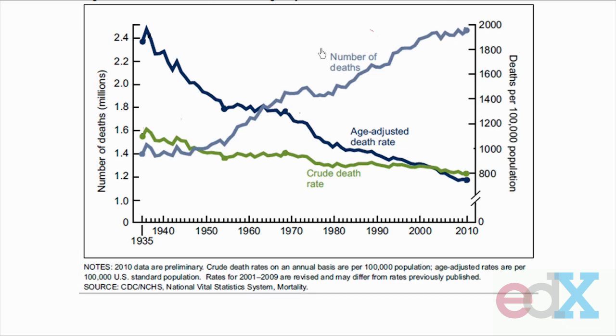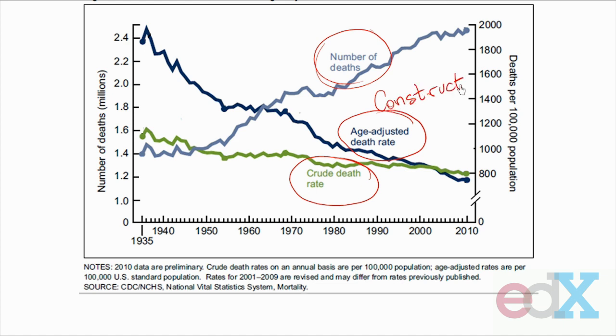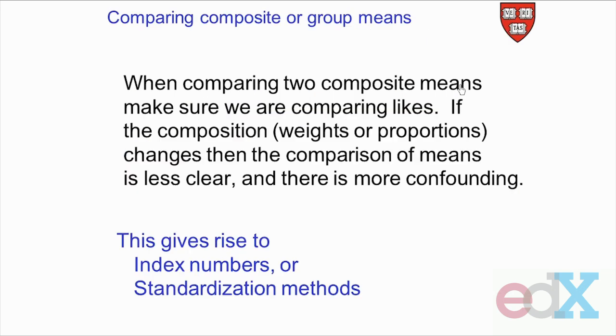In summary, what we've done is we've gone from looking at the number of deaths to the crude death rate by just dividing by the population size, by making a construct. So this is a construct, so be careful, this is a construct, which requires us deciding, making a judgment, what population to use to give us the weights. But once we do that, then we get a purer comparison. So when comparing two composite means, make sure we are comparing likes. If the composition changes, then the comparison of means is less clear and there's more confounding going on. We're not just comparing rates, we're confounding it with the age of the population. This is exactly what goes on with index numbers. So if you're thinking of the consumer price index or similar things, that's exactly how these things are calculated. These are the standardization methods.